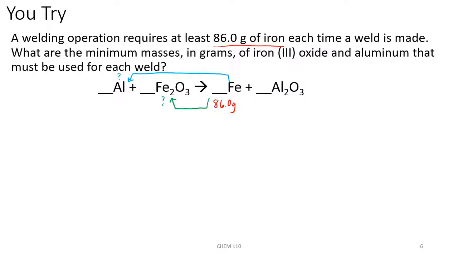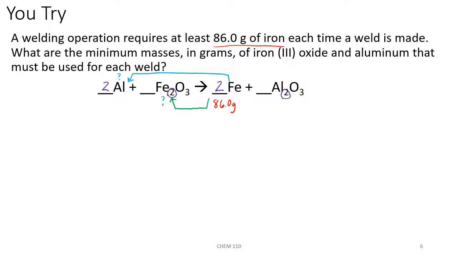So before we do anything, we want to check our equation and make sure it's balanced. In this example, there's 2 aluminum atoms on the right and only 1 on the left. So we're going to put a 2 out in front of our aluminum. On the left-hand side, there's 2 iron atoms and only 1 iron. So we're going to put a 2 out in front of our iron. And there's 3 oxygens on the left and the right-hand side. So now everything is balanced.